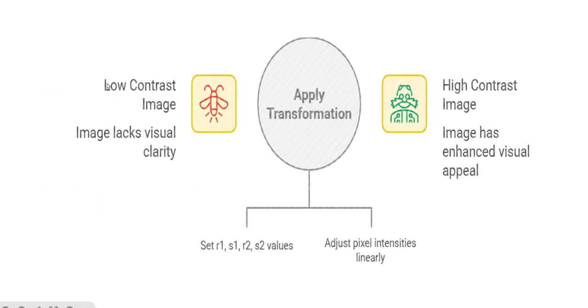Now here you can see the image will be of low contrast, that is it will lack visual clarity. Here we'll apply the transformation where we'll set the control points and adjust the pixel intensities linearly. Once we are done with this, we get the high contrast image, which is enhanced and will have an enhanced visual appearance or visual appeal.